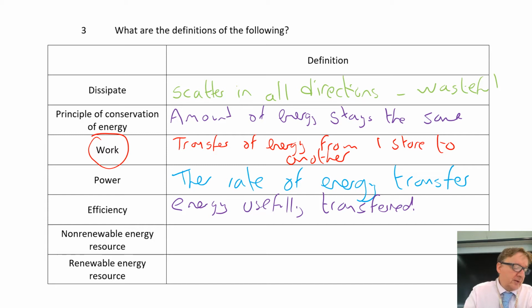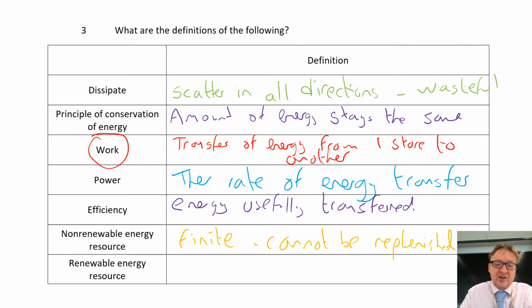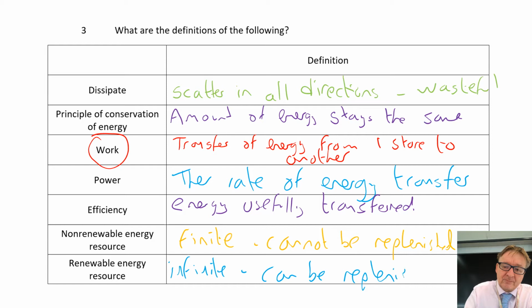A non-renewable energy resource is finite and it cannot be replenished. Okay, so finite means it's going to run out at some point. Renewable is infinite. And that is then when it can be replenished. Okay, so think about wind, right? It's basically infinite, there's always going to be wind.